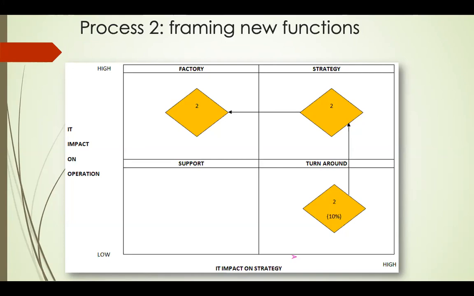The process then moves to the strategic quadrant as the impact on operations increases. In this quadrant, the company transforms as the new processes are being implemented. In this quadrant, the transformation enables new operations and core strategies. The process then moves to the factory quadrant after implementation of the new functions.